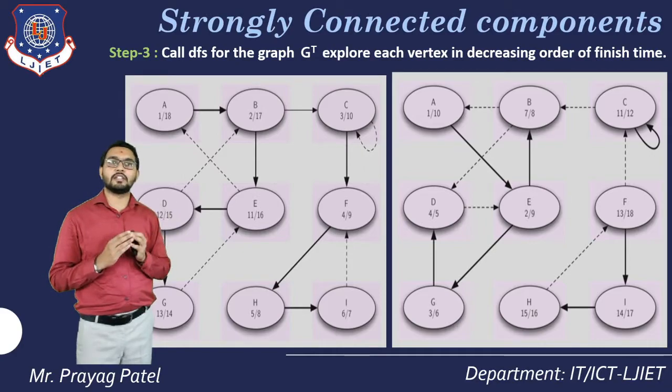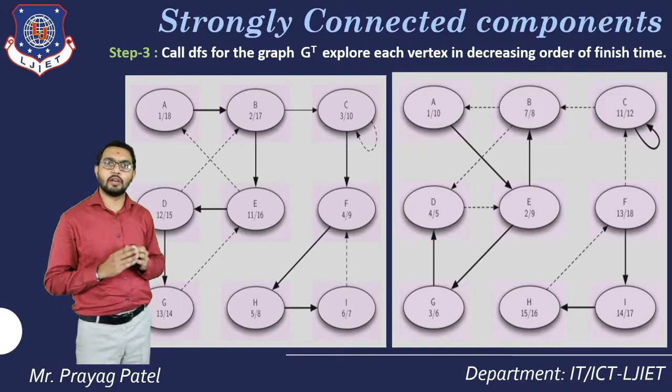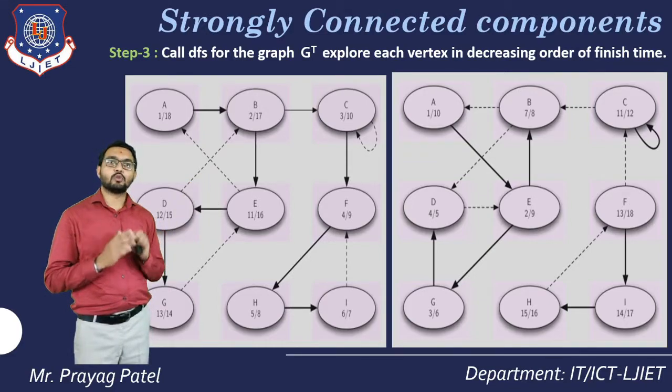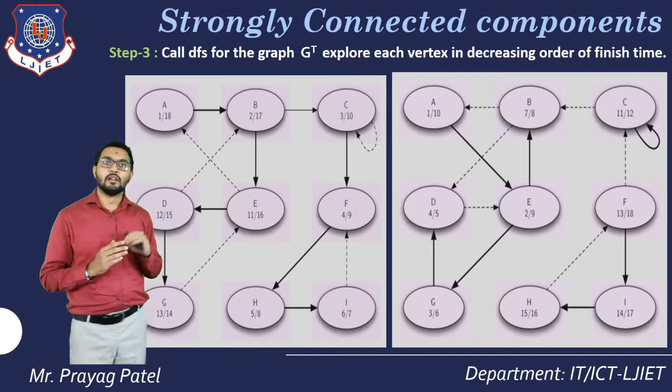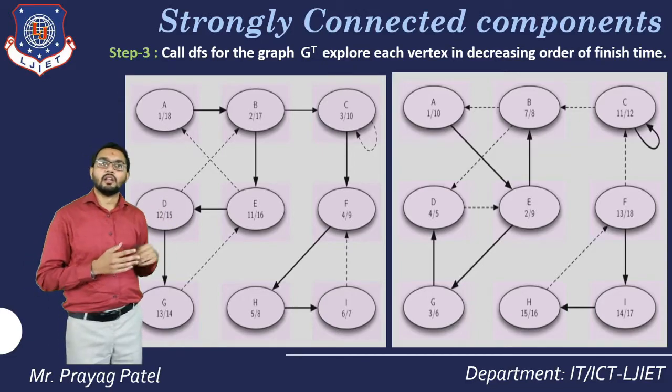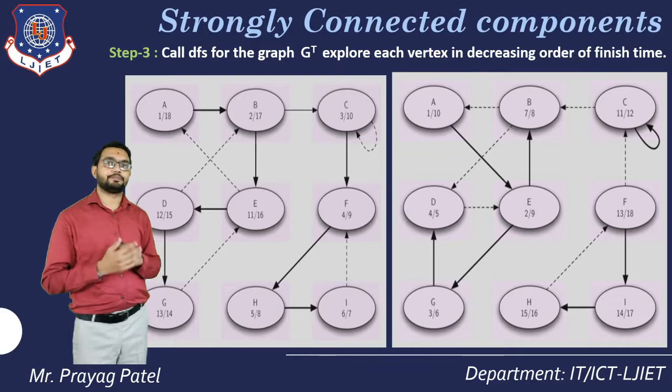So from C, consider C as a starting node. So assign the starting value equal to 11 in node C. Now from C is any path possible? No. So we can assign the finishing time to C as 12. Now consider the next node. Now the remaining nodes are H, I and F.